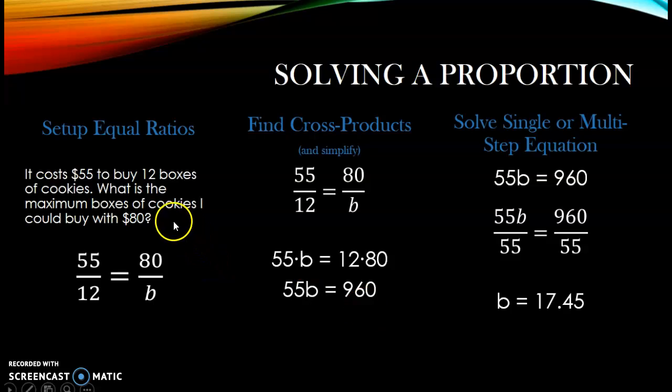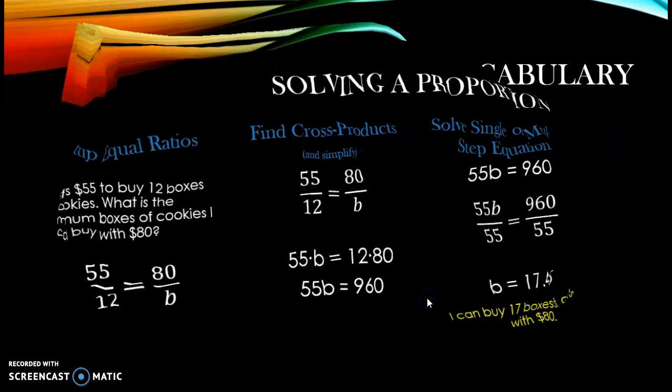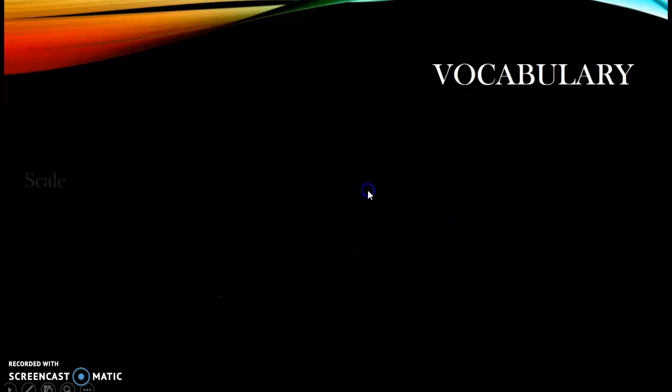Then we look back to our original question. What is the maximum boxes of cookies I could buy with $80? Well, I know I can buy 17.45 boxes of cookies. I can't buy 0.45 boxes of cookies though. So can I buy 17 or 18 boxes of cookies since it's in between? So I know I can afford 17, but I don't have enough to afford 18. So I know that I can buy 17 boxes of cookies with $80, and I would have a little bit of change left over.